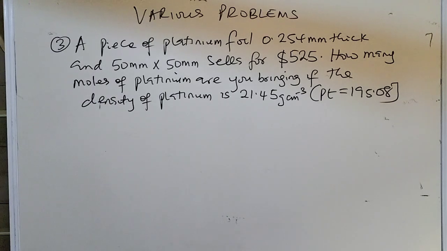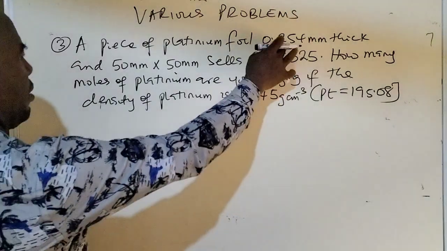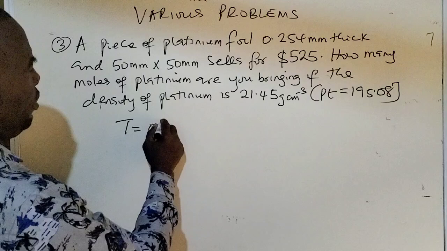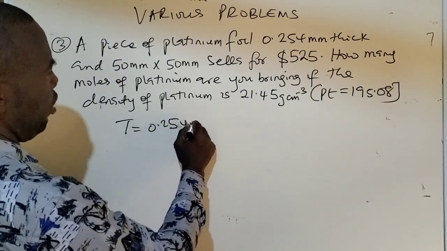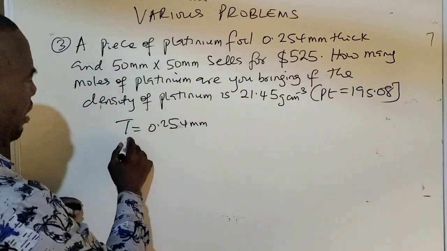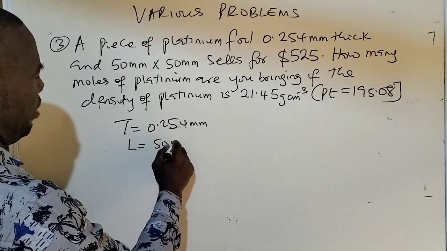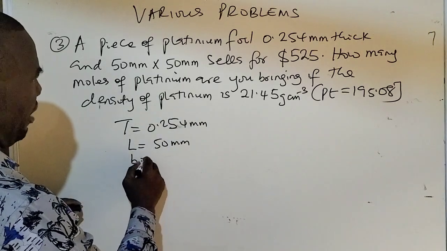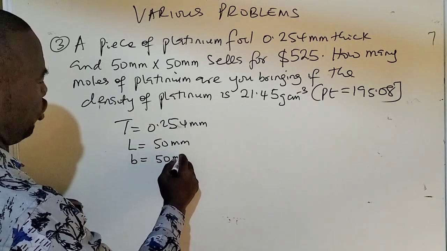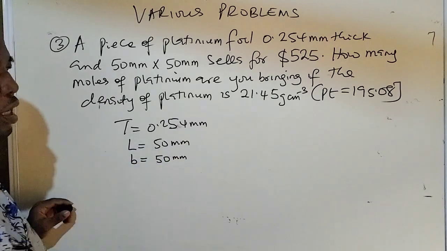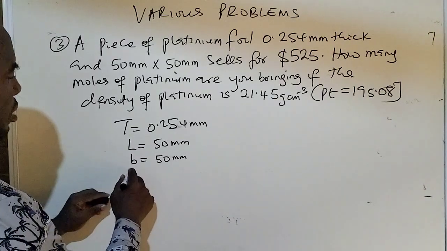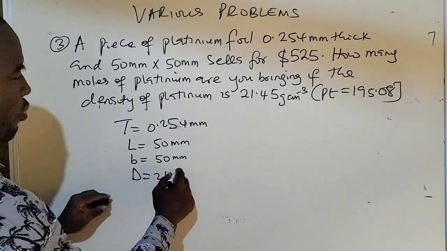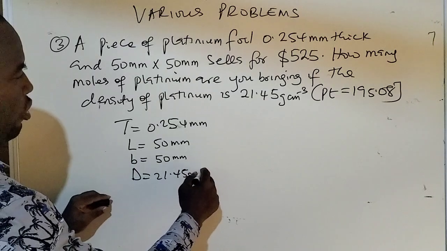Going to the equation, we are given the dimensions of the platinum foil. This is the thickness. The thickness is 0.254 millimeter. We're also given the dimensions: one will be the length and one will be the breadth. That means the platinum has a square kind of shape because the length and breadth are equal. Then we're also given the density of platinum, which we call D, as 21.45 grams per cm cube.